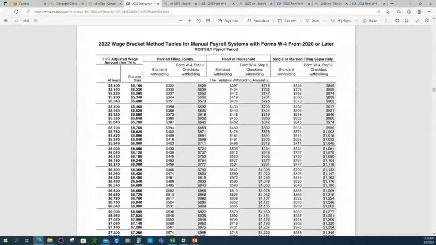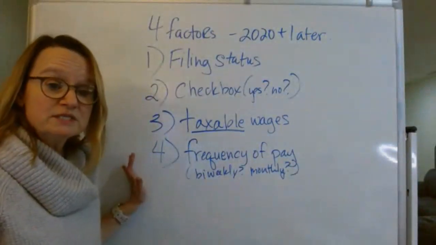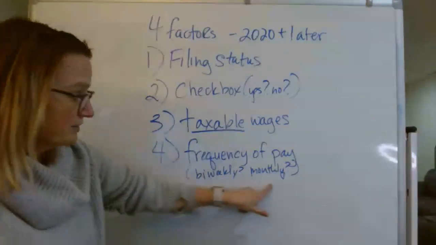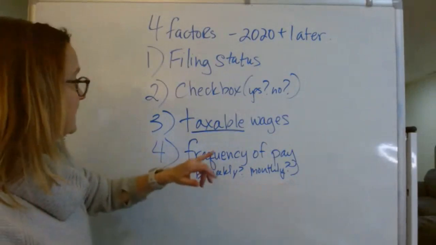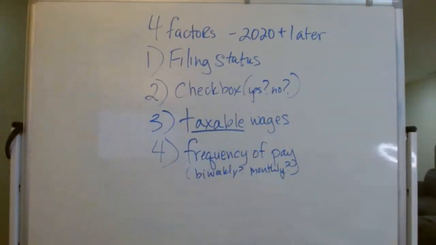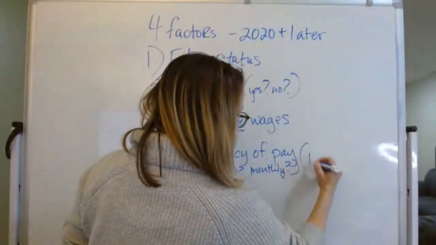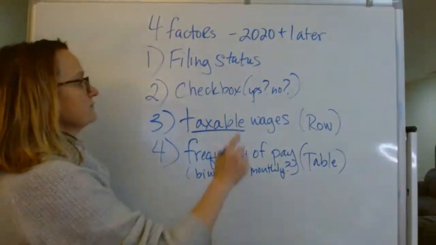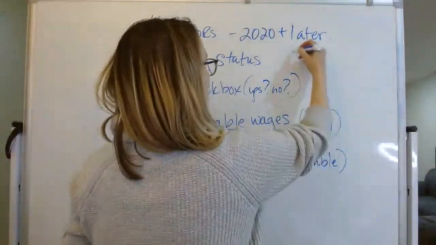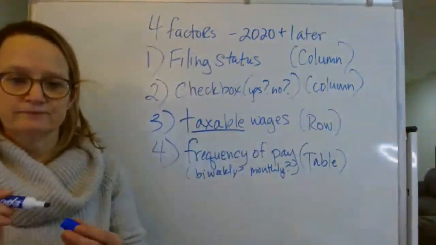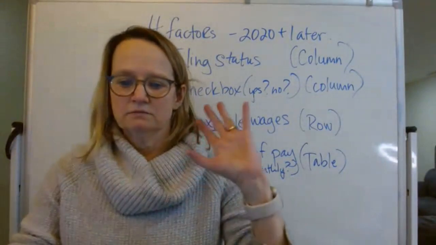So that's why, let me pull this back up again real quick. Sorry, I know I'm going way over. That's why we need these 4 pieces of information. First off, to get the right table, we need to know the frequency in order to determine the correct table we're going to use. The taxable wages determine which row we're going to use. I'll write this down. Frequency is to determine the table. Taxable wages determine the row that we're using. Filing status and checkbox both determine the column that we're using. Okay, those are the 4 pieces of information that we need. Sorry, I went over.